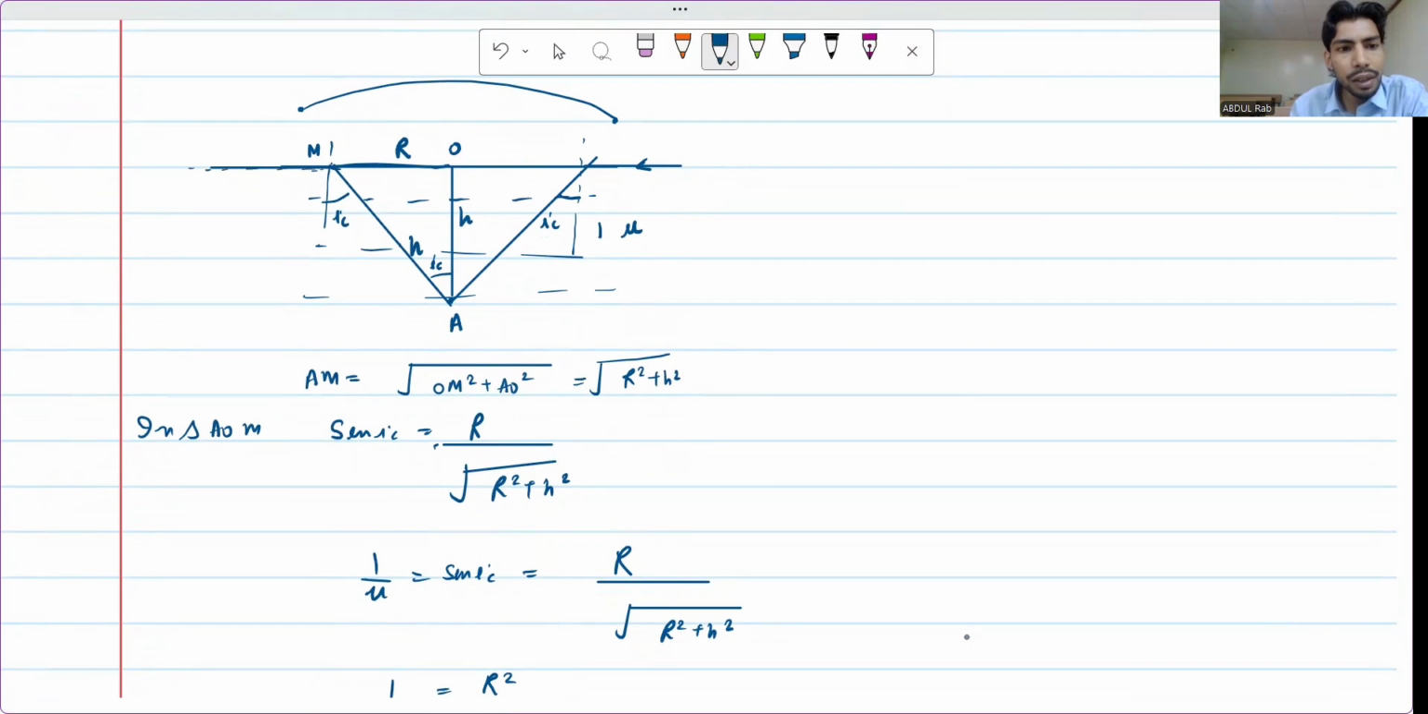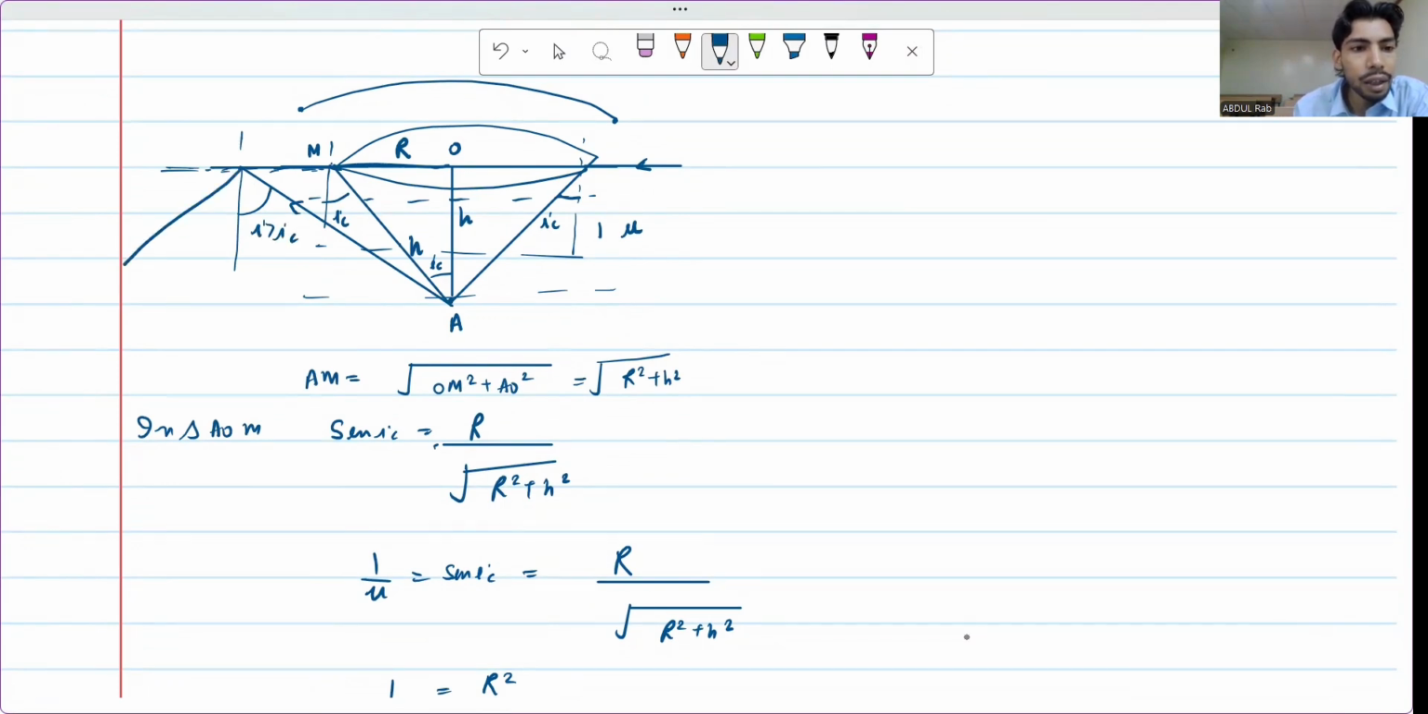Why can't this fish see through this surface? Only through this window can she see. Why can't she see through this region? Can you tell me? What will happen if light rays are incident like that, through this path? That means this angle of incidence will of course be greater than the critical angle. And if it is greater than the critical angle, what will happen?